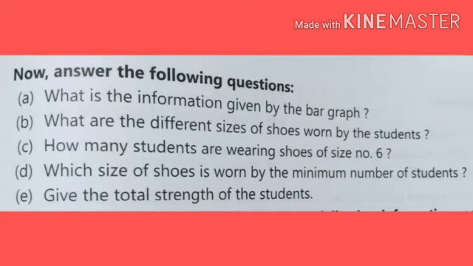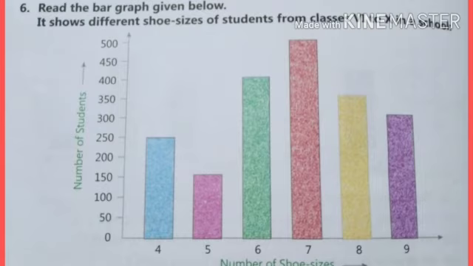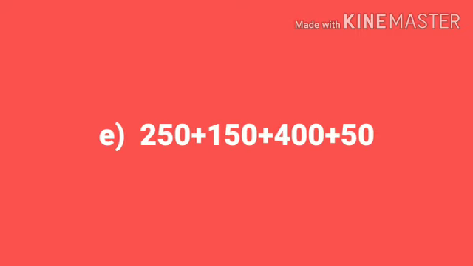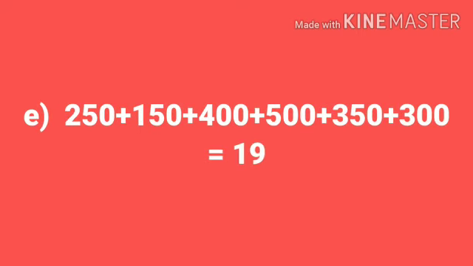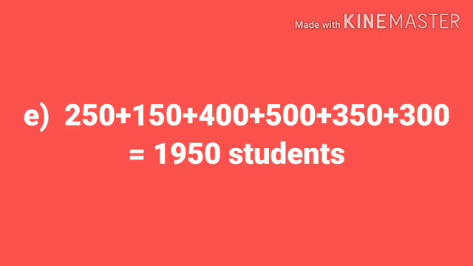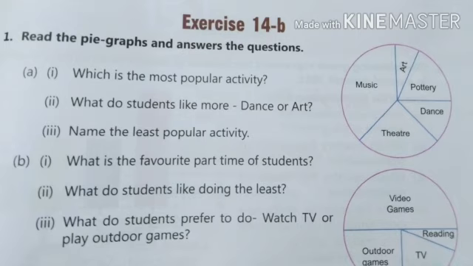Question number E. Give the total strength of the students. Let us see the graph once again. Yes, the total strength is equal to 250 plus 150 plus 400 plus 500 plus 350 plus 300 is equal to 1950 students. Now, let us move on to exercise 14B, question number 1.